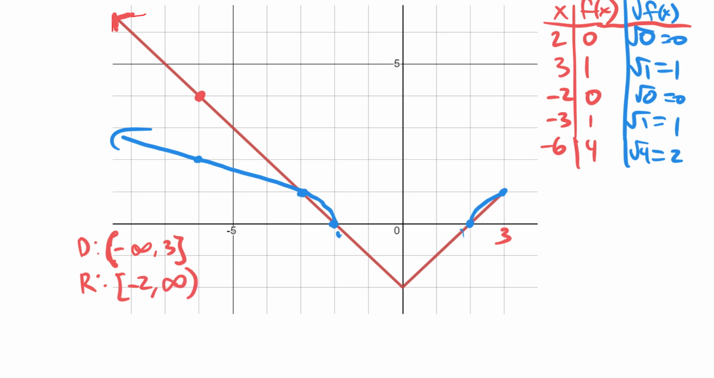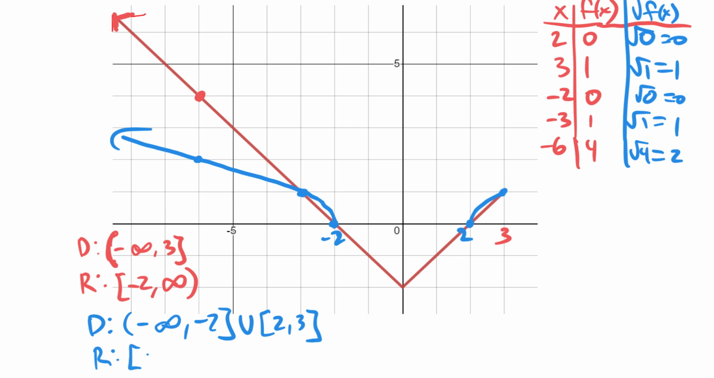Okay, pause the video and see if you can get the domain and range for that blue graph. Okay. So the domain is going to go negative infinity to negative 2 over here. But then we have a gap, and it doesn't pick up again until we get to the 2. So that's going to be a union, 2 to 3. For the range, it looks like the lowest value is 0. And then because it keeps rising with that radical shape, we'll go all the way to infinity.